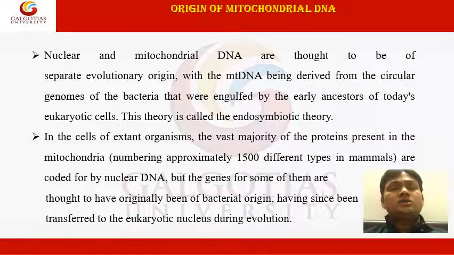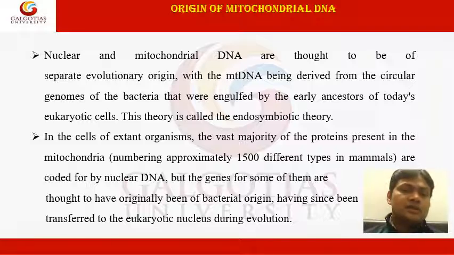Now, the origin of the mitochondrial DNA means how mitochondrial DNA evolved. The nuclear and the mitochondrial DNA are thought to be of separate evolutionary origin, with the mitochondrial DNA being derived from the circular genomes of the bacteria that were engulfed by the early ancestor of today's eukaryotic cells. This theory is generally known as the endosymbiotic theory, by which we believe that such types of DNA, or the organelle genomes, evolved.